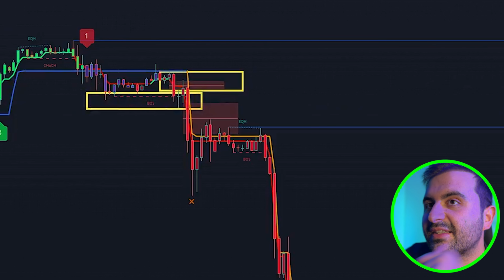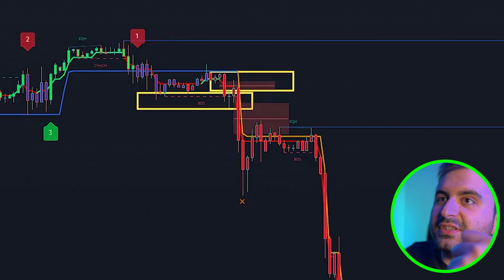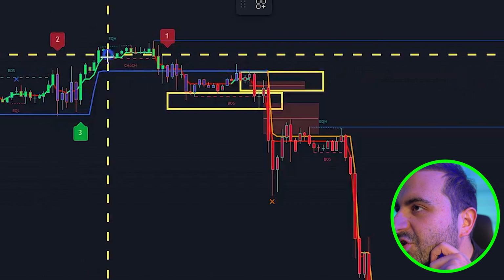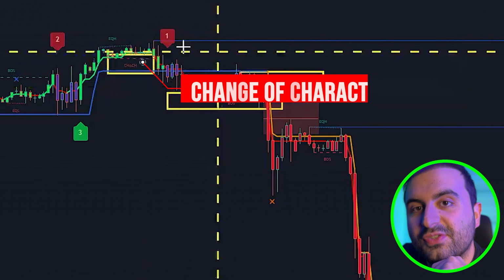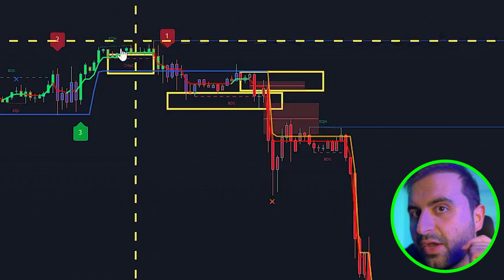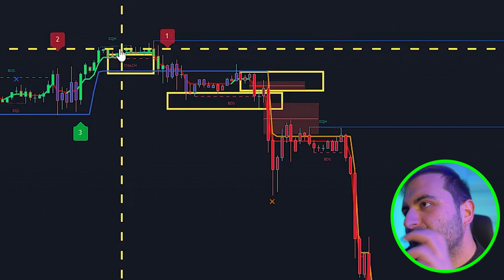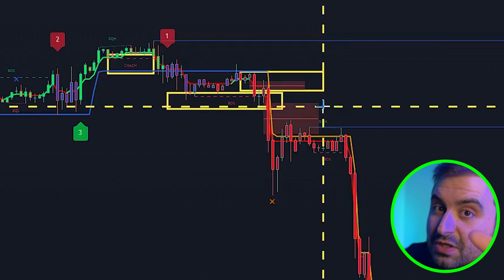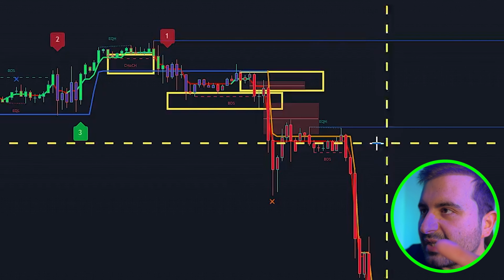Let's go back in before the signal. We got a change of character first before the signal, so that's a great thing. We're getting that feeling the market will return to bearish. The bear will come in town.